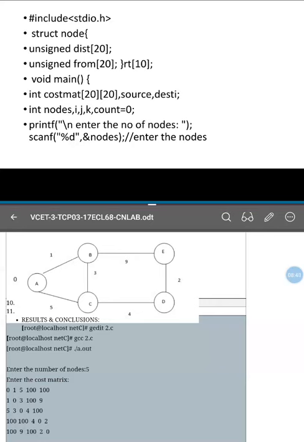Next is the program execution. First, the variables are defined. One is the cost matrix, which is a two-dimensional array matrix. Then we have a source and destination. Then we have the nodes i, j, k, and the counters initialized to 0.